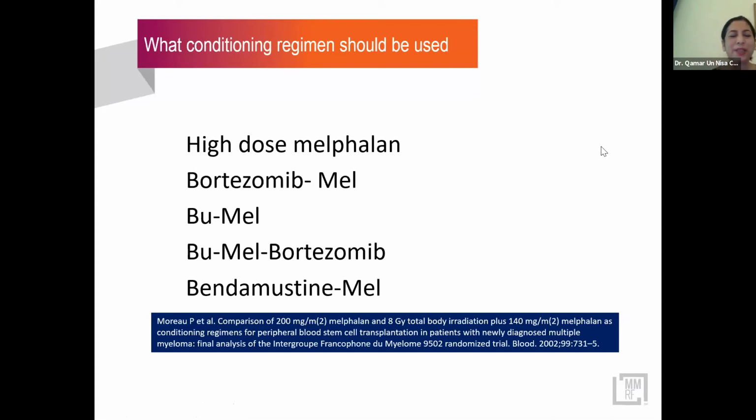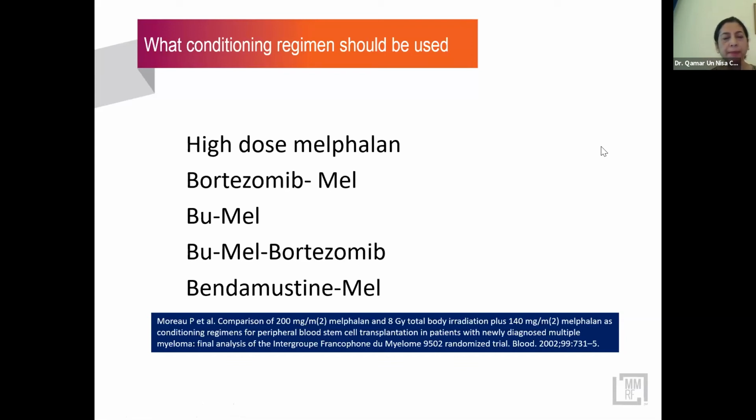So coming to the conditioning regimen, we know that high-dose melphalan is the standard of care, and that was after studies in the early 2000s showed that high-dose melphalan 200 milligram per meter square was superior to 140 milligram combined with TBI.